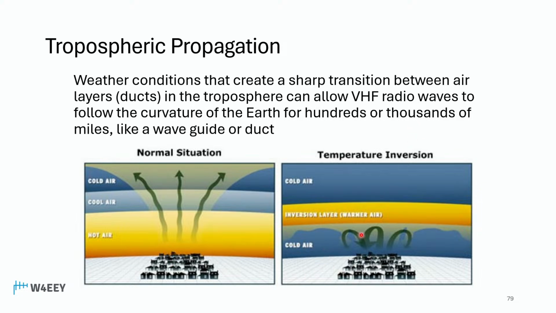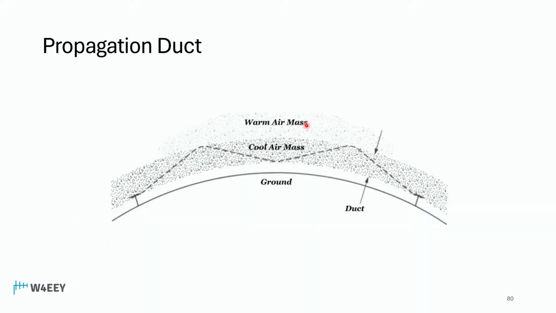So if we get cold air, warm air, cold air, then we have an effect that can actually cause propagation to traverse that as if it were a duct. So weather conditions that create a sharp transition between air layers or ducts in the troposphere can allow VHF radio waves to follow the curvature of the Earth for hundreds or thousands of miles, like a waveguide or duct. Really interesting stuff, and it happens. I'm not much of a VHF guy, so I haven't experienced it personally, but this is real.